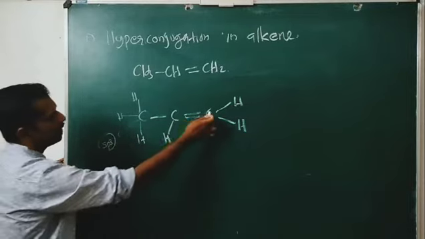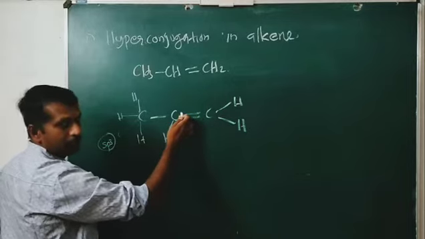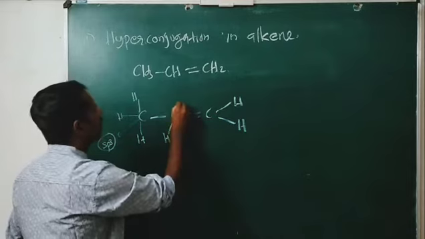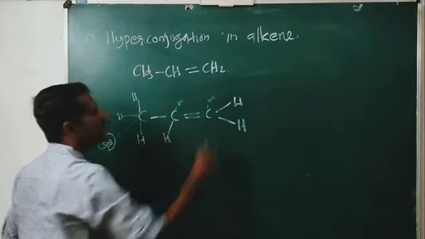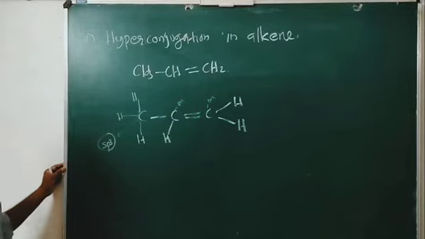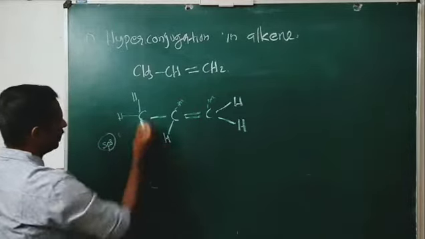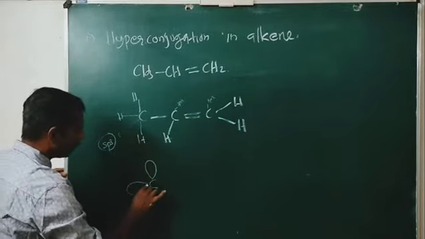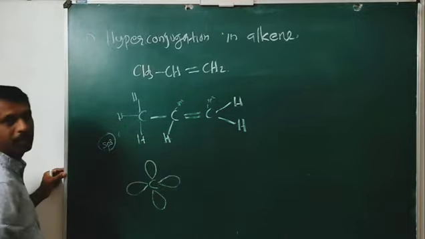But these two carbon atoms are joined with a double bond, and we know that double bonded carbon atoms are in the sp2 hybridized state. This is sp2 hybridized, and this one is also sp2 hybridized. Now, if you show the orbitals, carbon in the sp3 hybridized state has 4 sp3 hybridized orbitals.